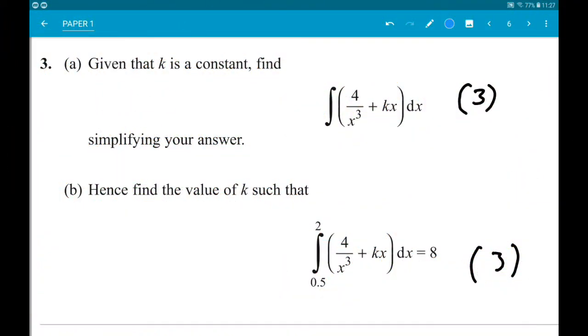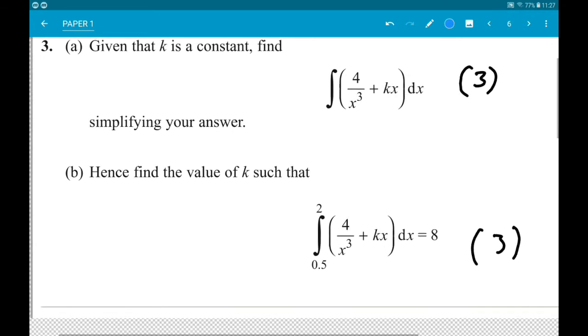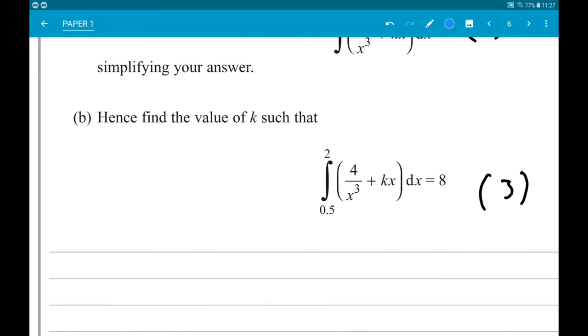Given that k is a constant, find the integral of 4 over x cubed + kx dx, simplifying your answer. Alright, so first up, I would write the fraction in power form. So this is the integral of 4x to the minus 3 + kx.